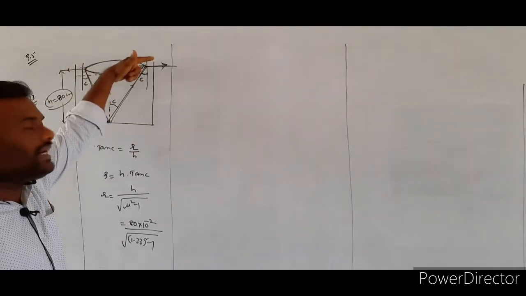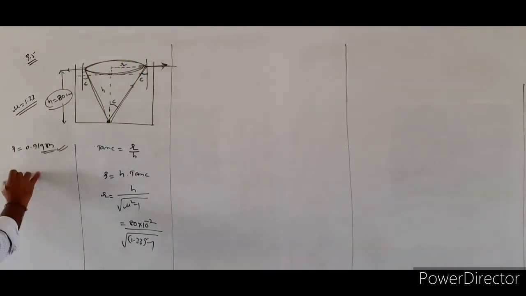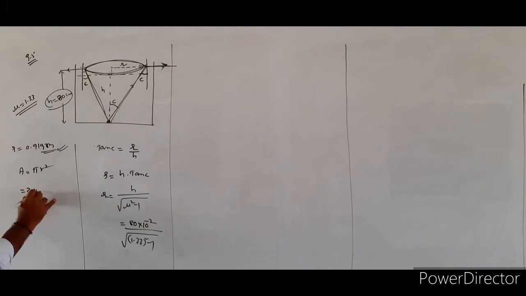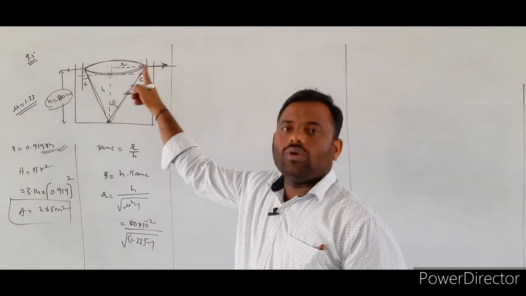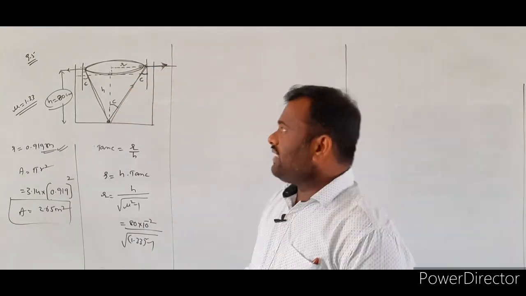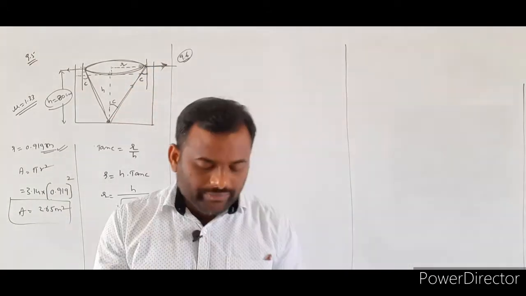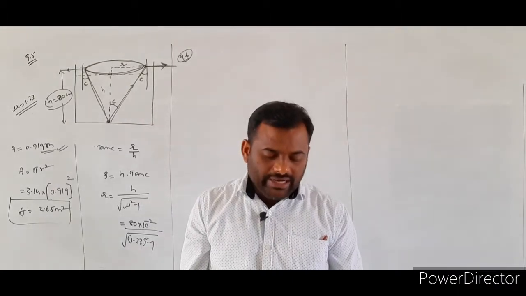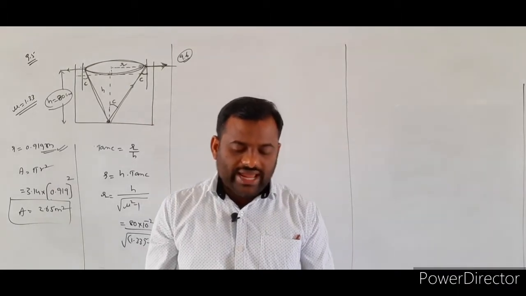The base of the cone will be a plane circle, so the area formula is pi r square. Pi value is 3.14 and the radius value is 0.919, whole square. If you simplify, you will get 2.65 meters square as the base area of the cone. That is about numerical number 9.5.